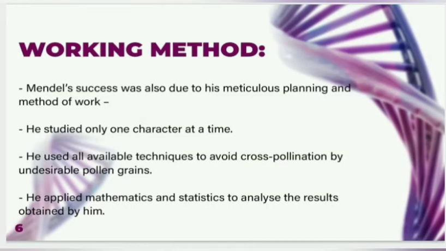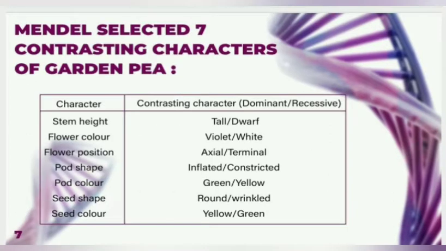Working method. Mendel's success was also due to the meticulous planning and method of work. First, he studied only one character at a time. Second, he used all available techniques to avoid cross-pollination by undesirable pollen grains. Third, he applied mathematics and statistics to analyze the results obtained by him. Mendel selected 7 contrasting characters of garden pea.